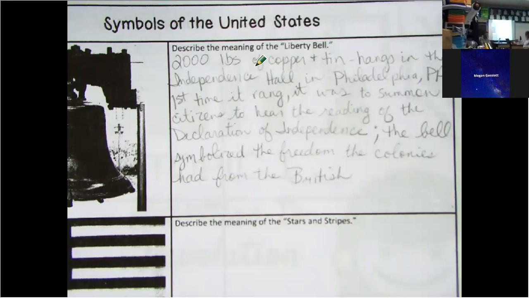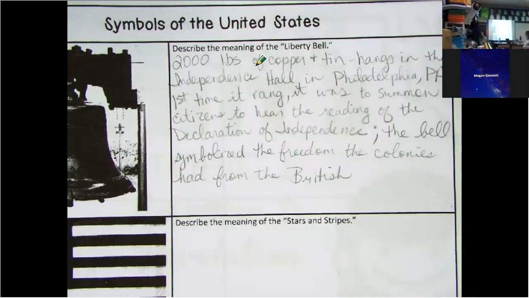It was to summon citizens to hear the reading of the Declaration of Independence. The bell symbolized the freedom the colonies had from the British.